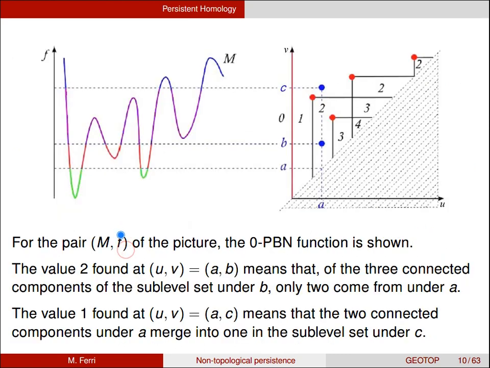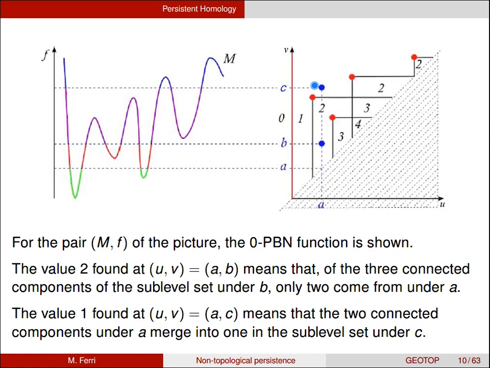But the idea is not just to see single sub-level sets, but to compare pairs of sub-level sets. For instance, here we make such a diagram by looking at zero-dimensional homology, meaning just pieces, connected components. And here I have 2, meaning if I take the sub-level set under level B, I have 3 components, but only 2 of them were already present under A. So this means these 2 in this area here. In this area, I have a 1, and here is the 1.